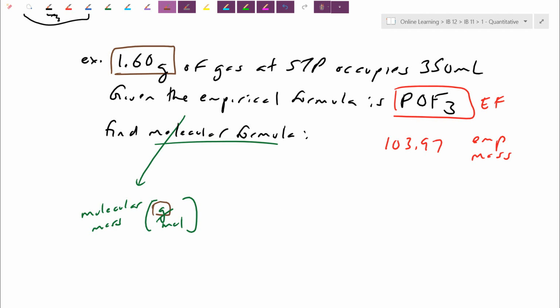That way I can divide them. That way I can figure out how heavy is my real compound and then figure out how many Lego pieces weighing 103 would actually weigh that. So they give me that mass. Unfortunately, they don't give me the moles yet.